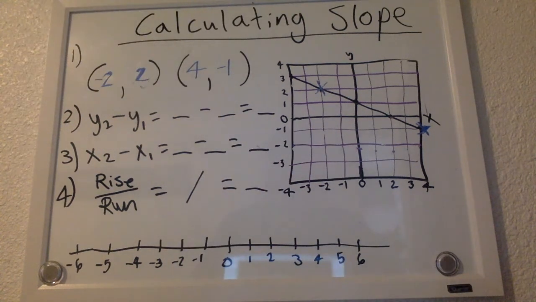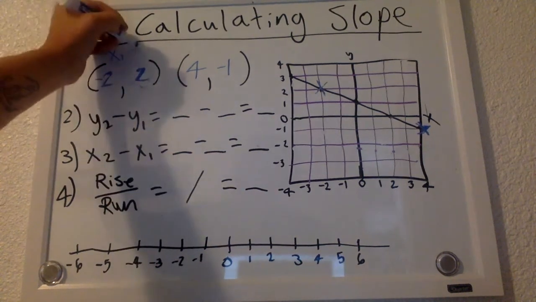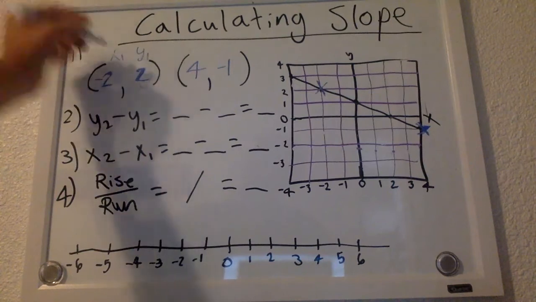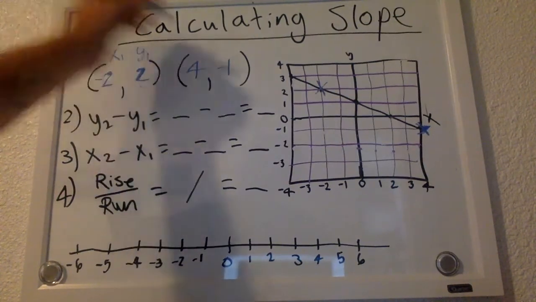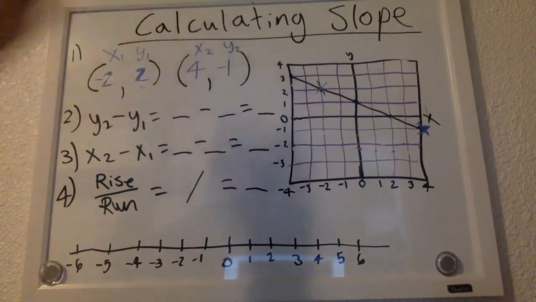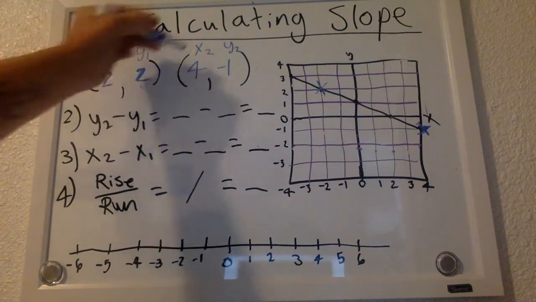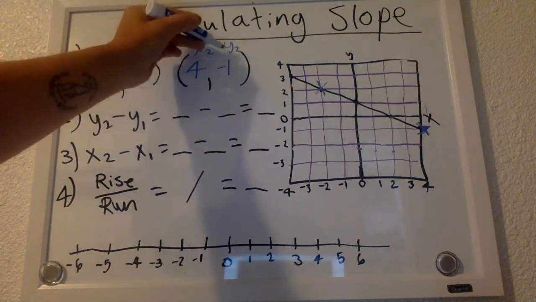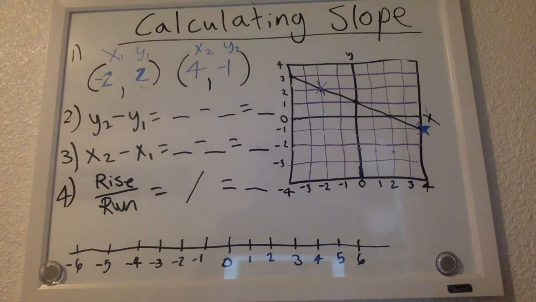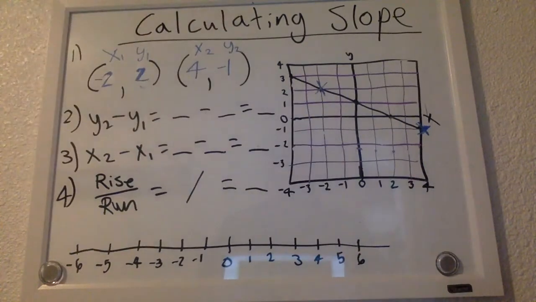Now labeling them, you're always gonna label them the same way: x1, y1, always the same, and x2, y2. So what that means is my x1 is -2, my y1 is 2. My x2 is +4, my y2 is -1. So I've labeled them. It doesn't matter which points you pick, as long as you're keeping them consistent. And labeling them helps you be consistent.